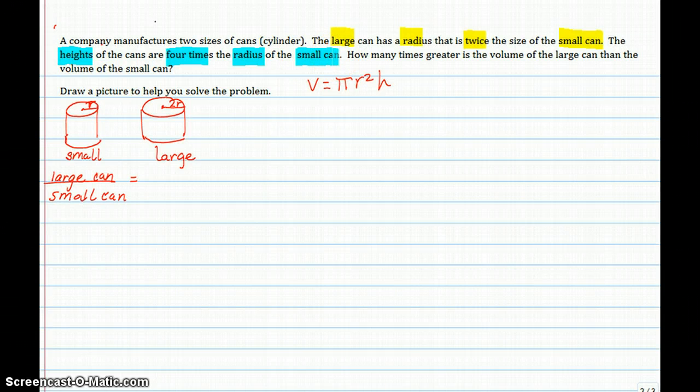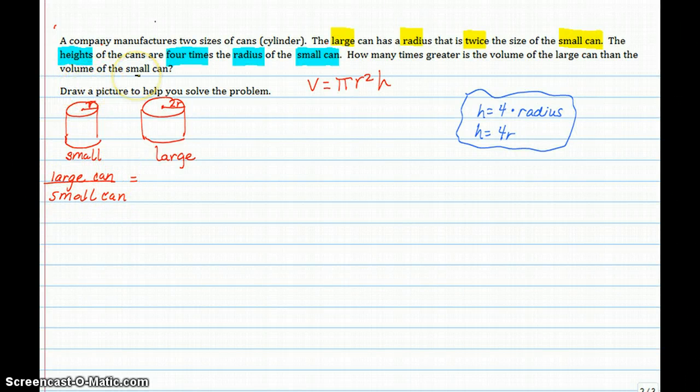So essentially, H equals 4 times the radius, and that's of the small can, or H equals 4R. So that's something we'll use as we go through the problem. It says, how many times greater is the volume of the large can than the volume of the small can? So you're making a comparison. That's why you need a ratio, large can, small can.